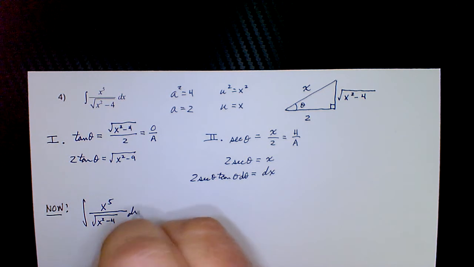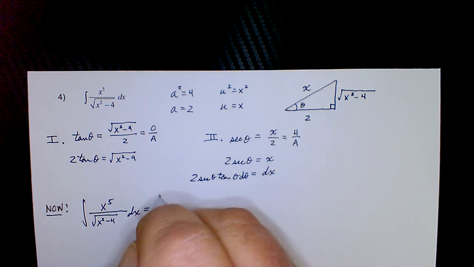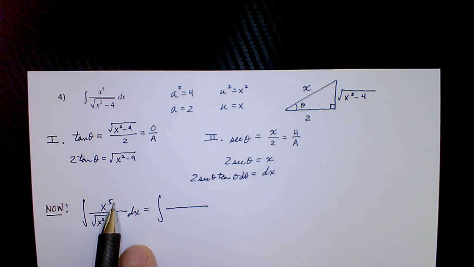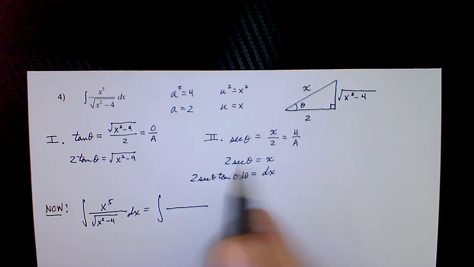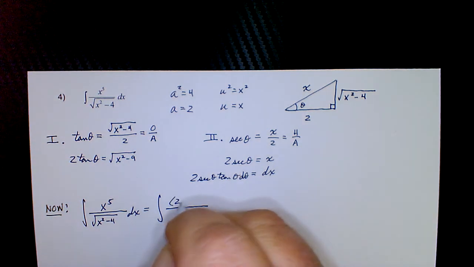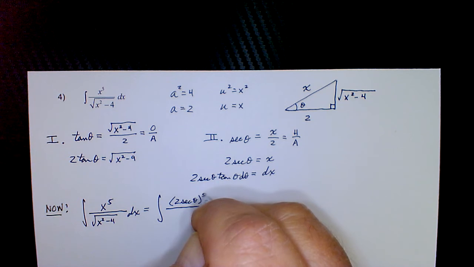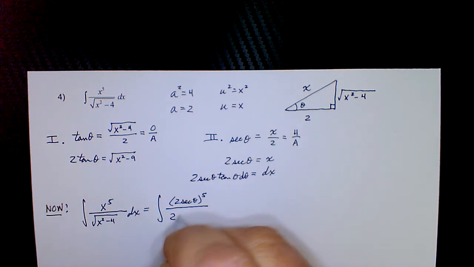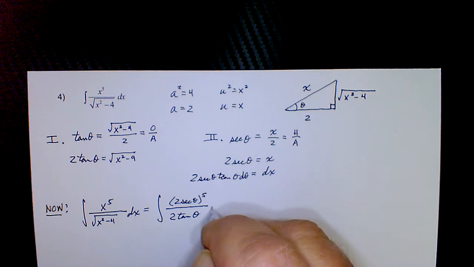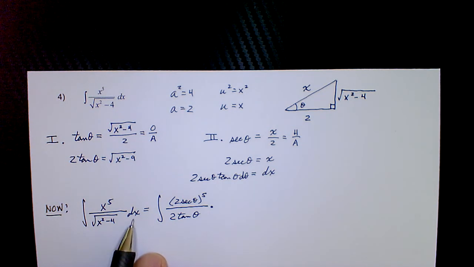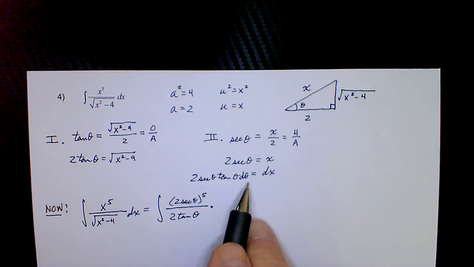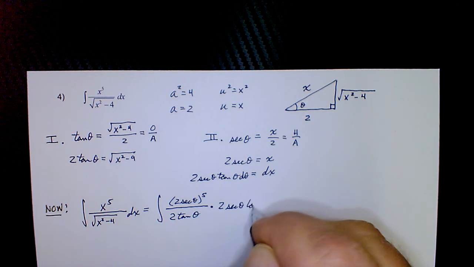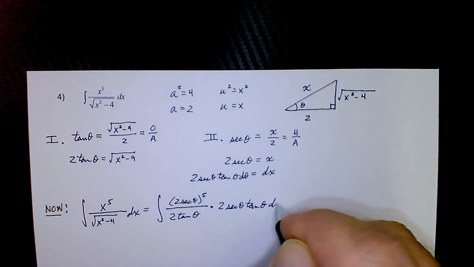I think it makes for a nice fluent solution, and make my substitutions. Okay, we have x to the fifth. Well, x is 2 secant of theta, but as a quantity then to the fifth. In the denominator, we have the radical part, which is 2 tangent of theta. And then the only thing left over in the integrand is the differential dx. And from Roman numeral step 2, that's 2 secant theta tangent theta with respect to theta.